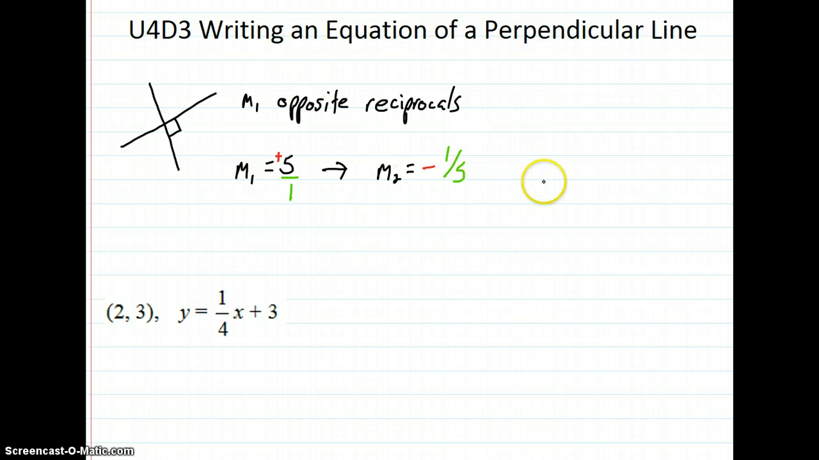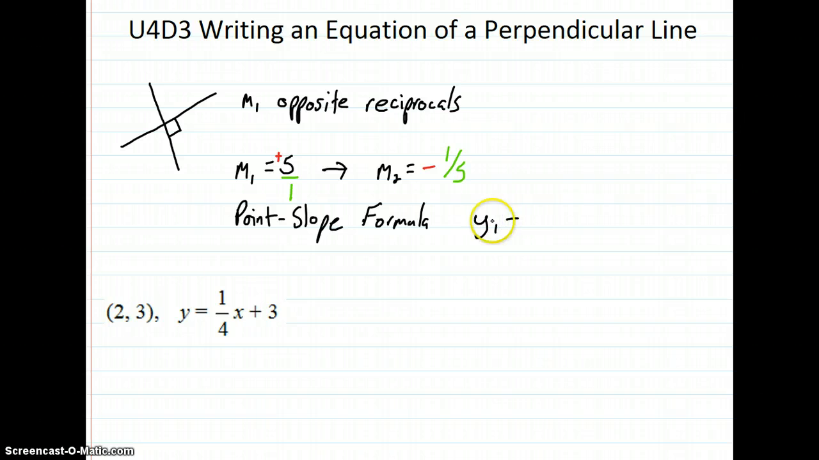Now to do this today, we're going to go back and use our point slope formula. Hopefully by now you've started to have it memorized. So our point slope formula is y minus y1 equals m times x minus x1. So let's look at our first example.